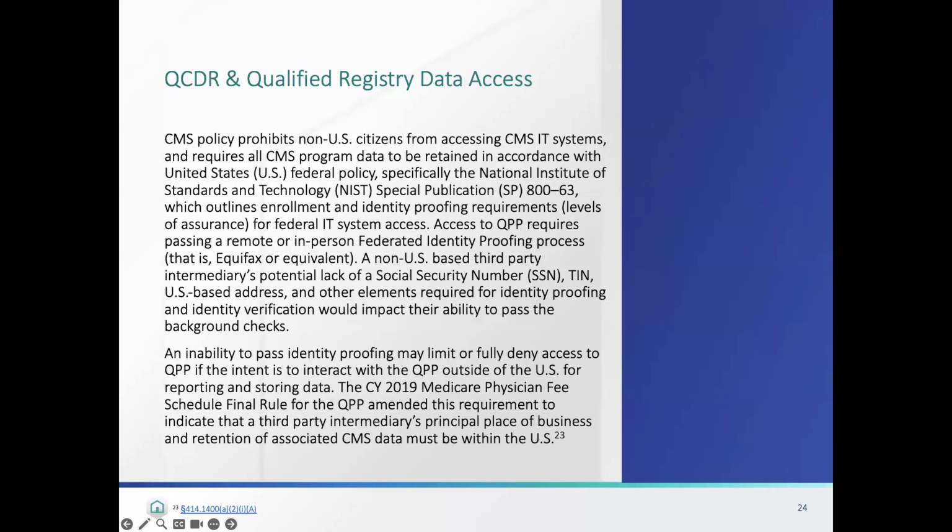A non-US based third-party intermediary's potential lack of a social security number, TIN, US-based address, and other elements required for identity proofing and identity verification would impact their ability to pass the background checks. An inability to pass the identity proofing may limit or fully deny access to QPP if the intent is to interact with the QPP outside of the US for reporting and storing data. The calendar year 2019 Medicare Physician Fee Schedule final rule for the QPP amended this requirement to indicate that a third-party intermediary's principal place of business and retention of associated CMS data must be within the US.